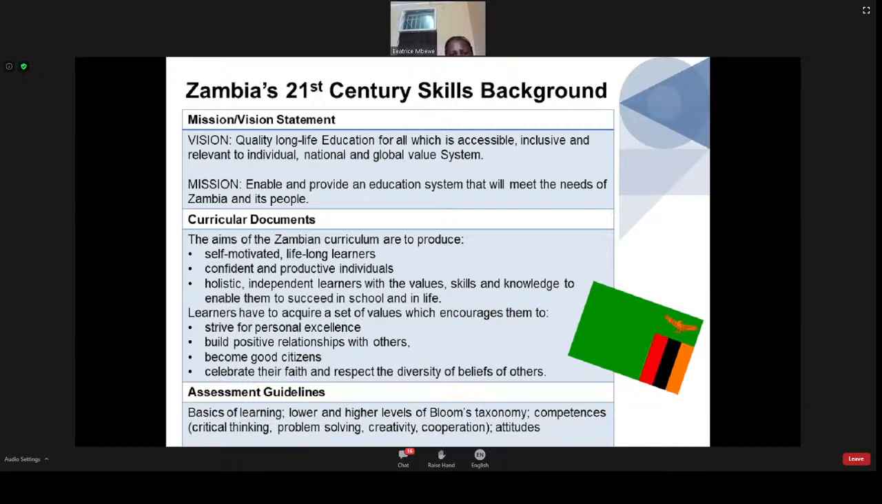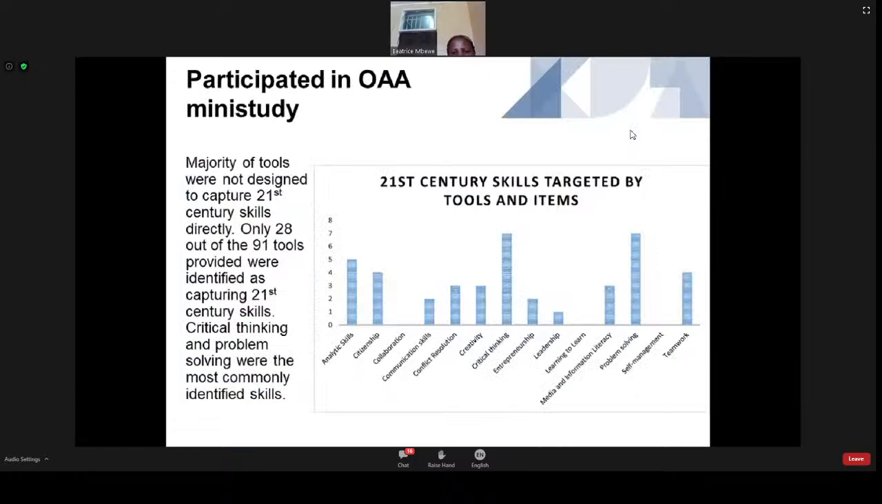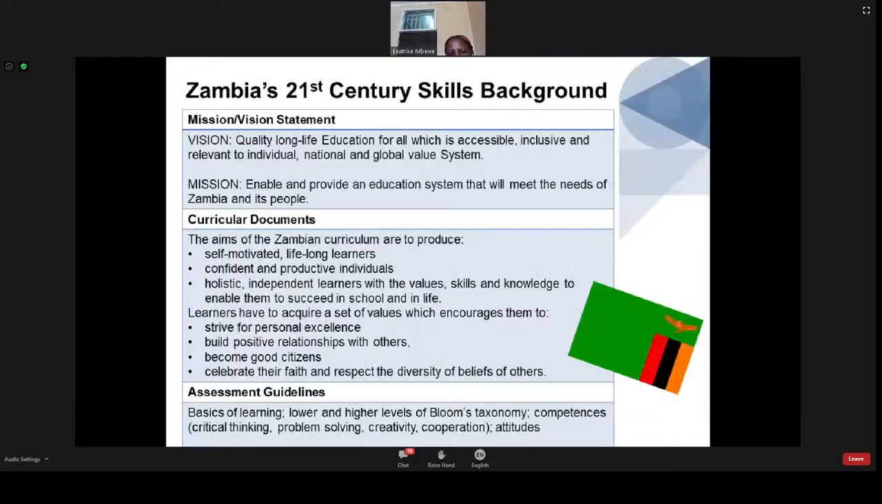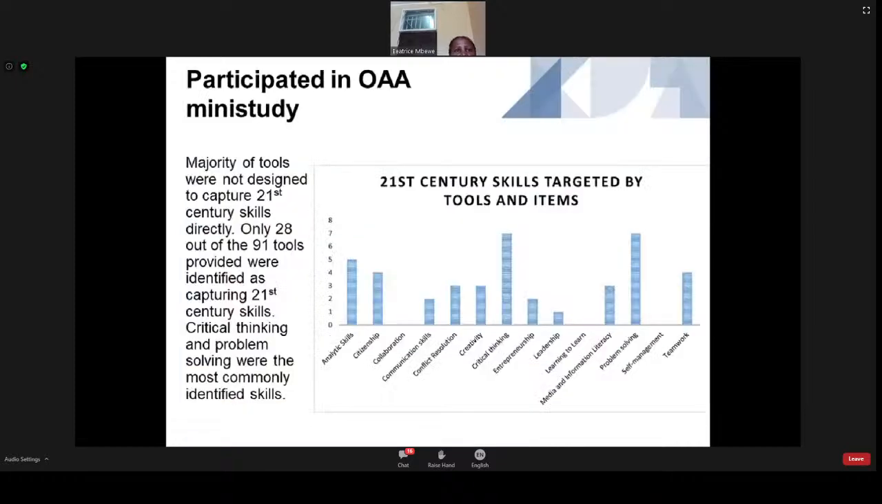As for assessment, we use Bloom's taxonomy. In all this, we are striving to have learners that exhibit competences such as critical thinking, problem solving, creativity, and cooperation, just to mention a few.